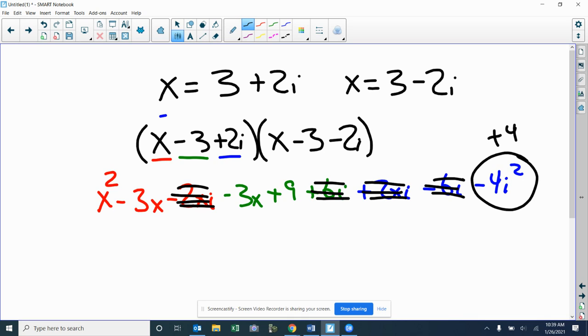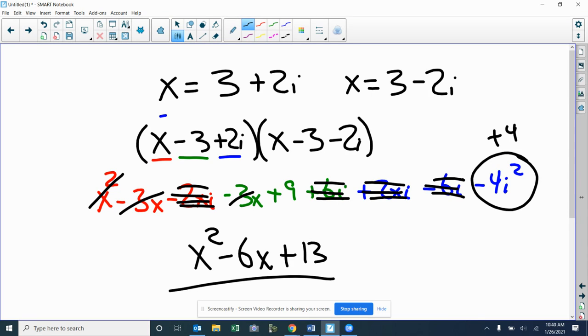You're right. All right, combining stuff now, we got x squared, right? We got negative and negative gives me negative 6x. Those are good. Plus 9 plus 4 gives me plus 13. There's your quadratic with those as its 2 complex roots.